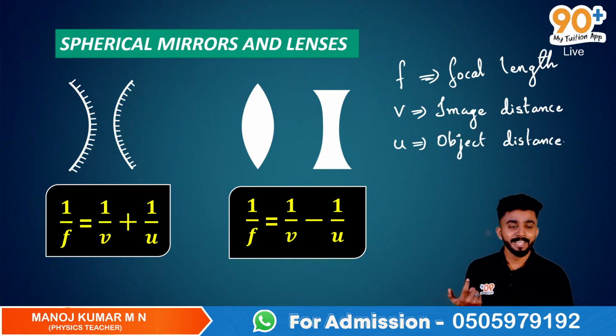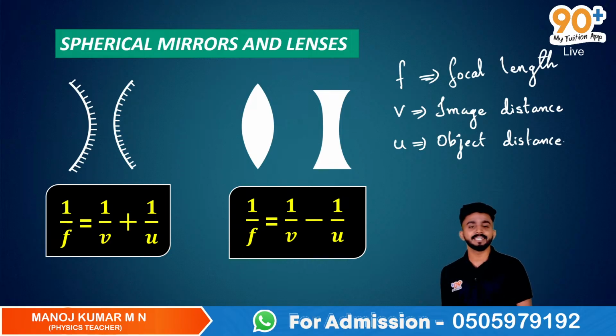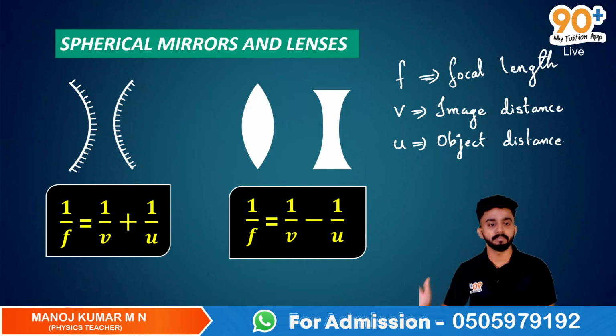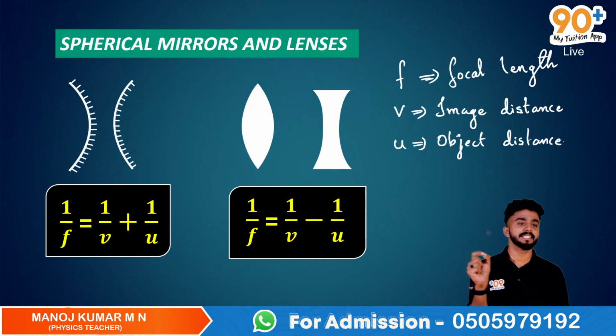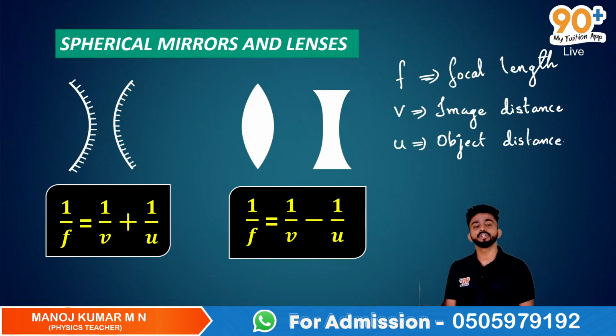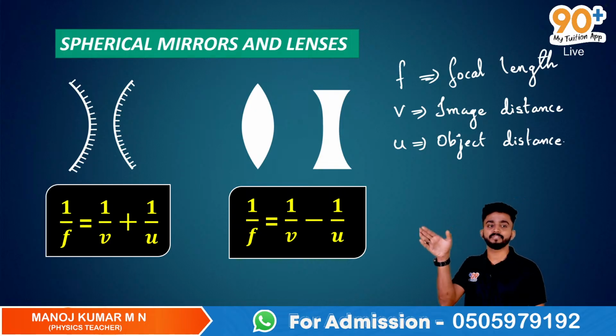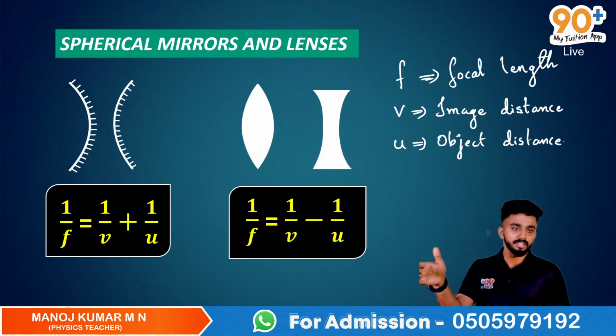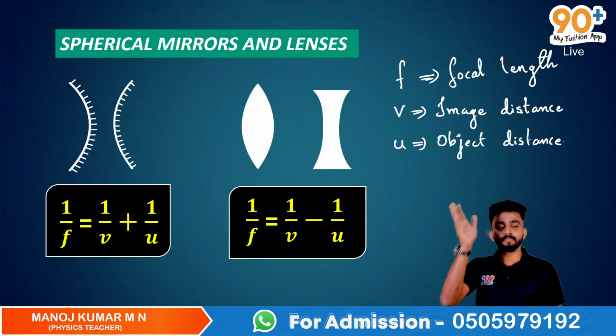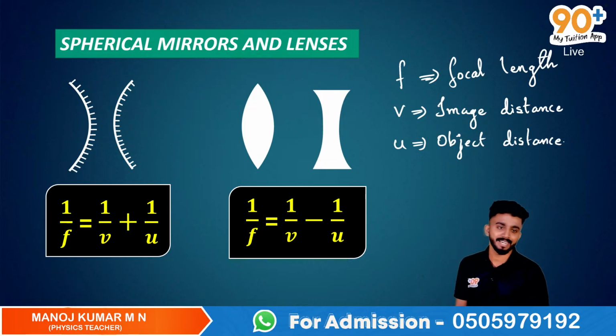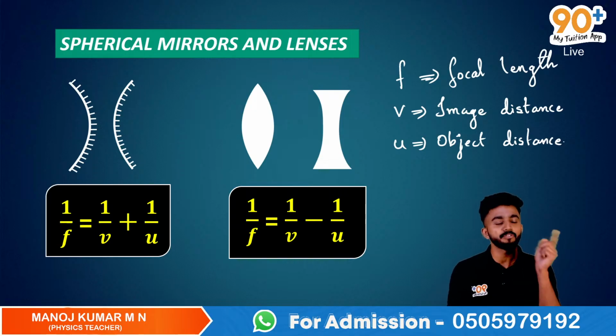Any idea? Image distance is actually the distance from the mirror to the image. Got it? And object distance is the distance from the mirror to the object. In the case of a lens also, it is the distance from the optic center of the lens to the image. In the case of the object, it is the distance from the optic center to the object. In the case of mirrors, instead of the optic center, it will be the pole of the mirror.